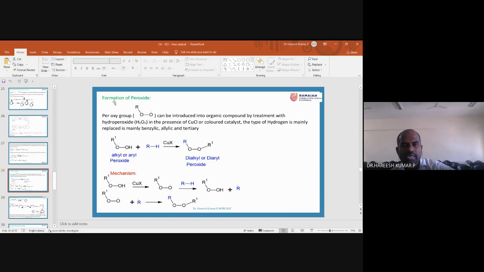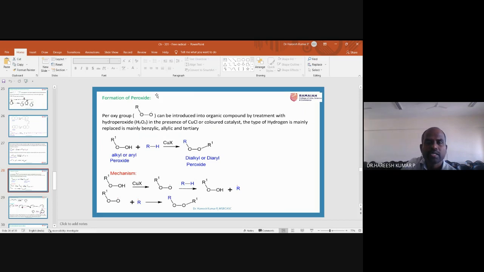Formation of peroxide. So this is one peroxide. Peroxide means oxygen containing compounds. The O-O group is called the peroxy group. If there is a radical, then the peroxy radical is the general structure of this moiety. Usually, peroxide means two-oxygen containing compounds are called peroxide compounds.